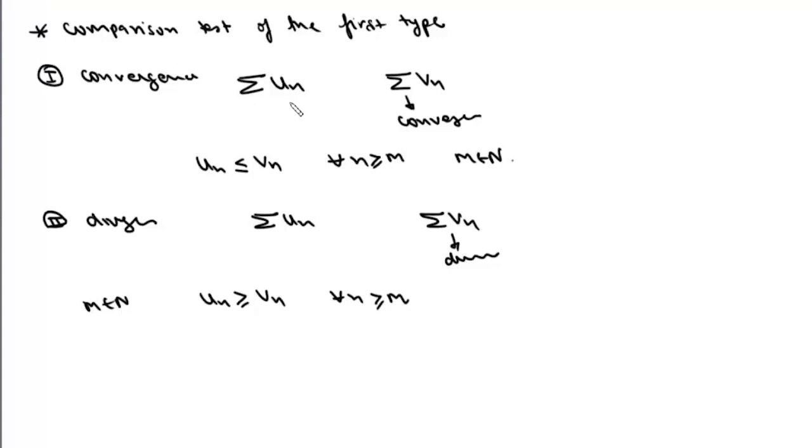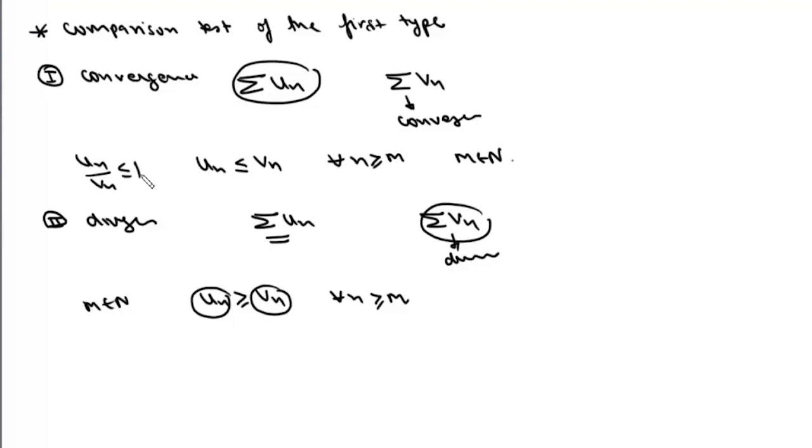So if the corresponding term of un is less than or equal to the corresponding term of Vn, where Vn is a convergent series, then this series converges. And if the corresponding term of un is greater than the corresponding term of Vn for a divergent series Vn, then this series diverges. Since both the series contain positive terms, we can write the first one as un upon Vn is less than or equal to 1, and the second one as un upon Vn is greater than or equal to 1.